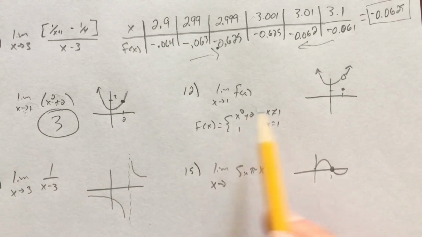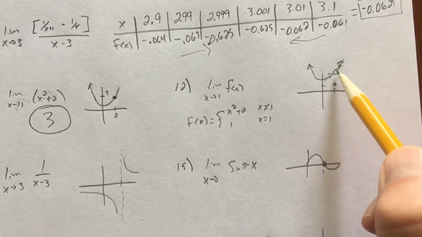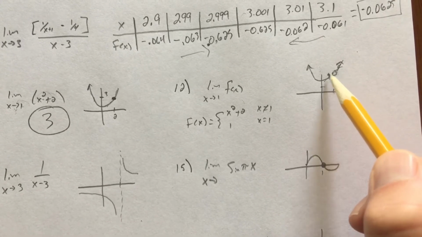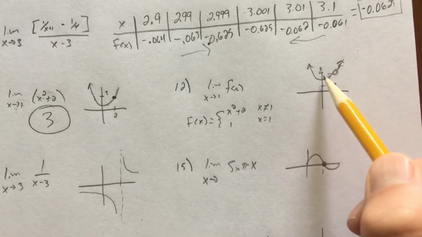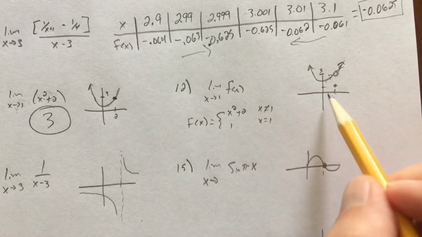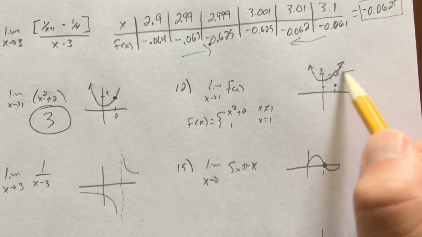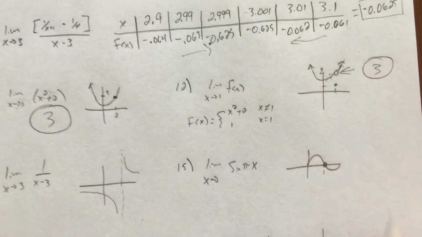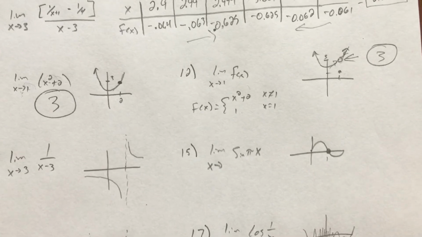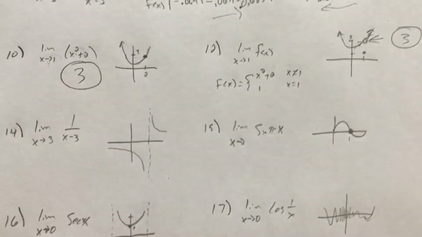Okay. For number 12, as we approach 1 from the left and the right, it looks like we should be equal to 3. All right, which looks like we should be a value 3. The function actually equals 1, but the limit is always what it appears to be. What does it look like it should equal? And what it looks like it should equal is 3. So that's our limit. We would say the limit of this function as x approaches 1 is 3.